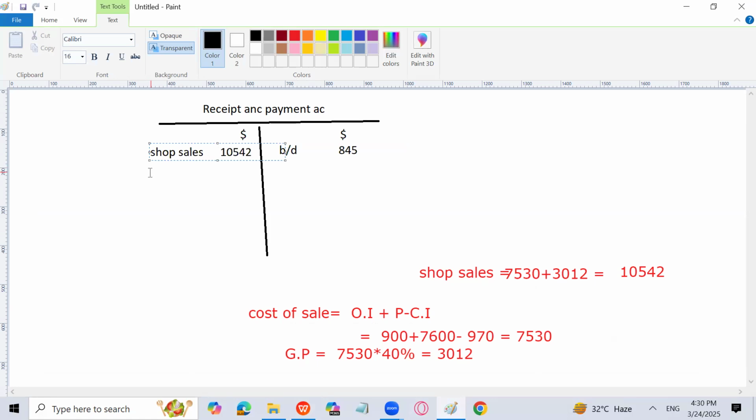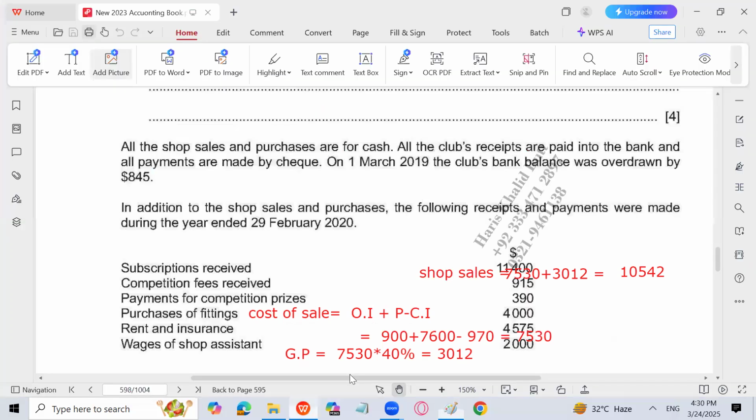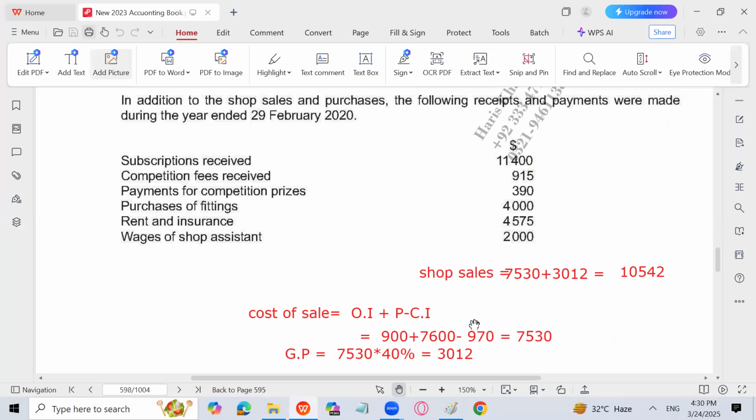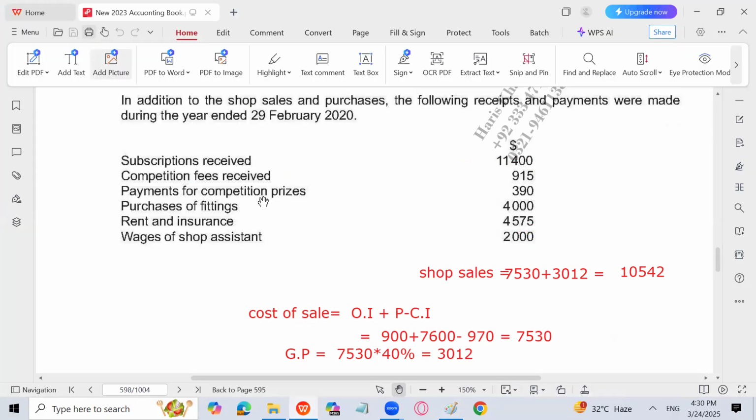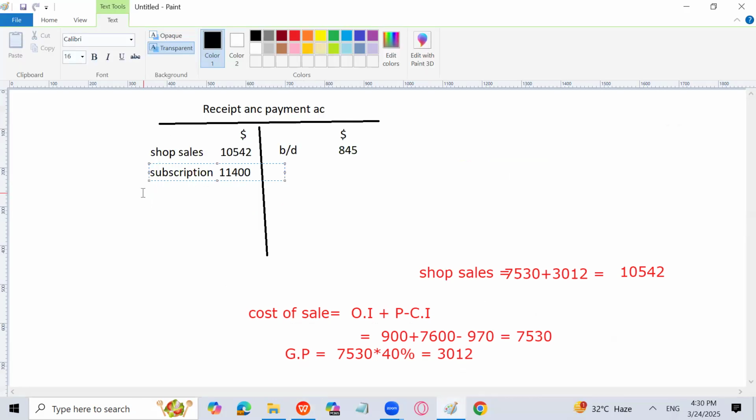He has already mentioned that all the sales are for cash, so I can write easily. Then I will go for subscription. The subscription received will come, only the cash figure 11,400. We are not preparing the income and expenditure account. We are preparing the bank account, cash account. So whatever subscription we have received, I will write it on the debit side. Then competition fee received will also come on the debit side, 915. I will write here.